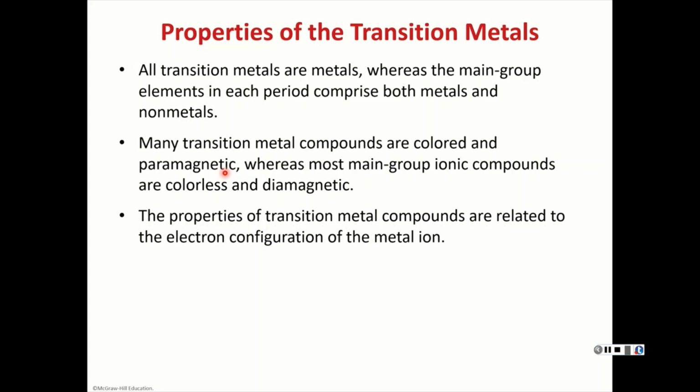electrons. Contrast that with main group ionic compounds, so a compound that's made between a main group metal and a main group nonmetal. They're going to be colorless and diamagnetic, so no unpaired electrons and no colors. We'll talk a little bit about why that is. Okay, the properties of transition metal compounds are going to be related to the electron configuration of the metal ion. So that's why it's important to be able to remember how to write these electron configurations.